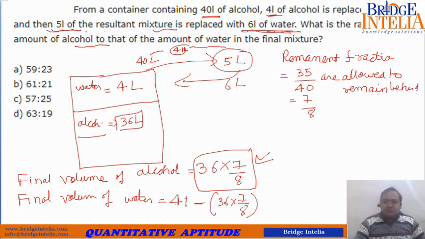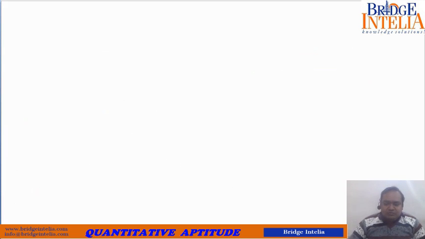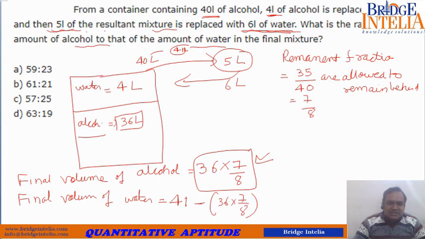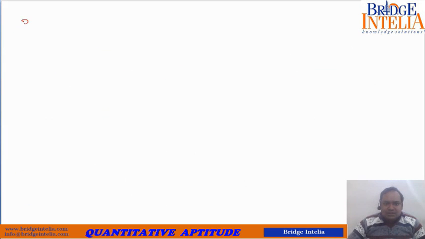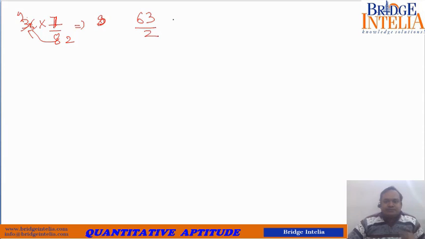So let's find out this ratio. We have to find the ratio of 36 into 7 by 8. 36 into 7 by 8. Better we simplify this. Let's see if we can. Both these are multiples of 4. So 9 by 2. So 9 into 7. So this is 2, this is 9. So 63 by 2. So this much is the volume of alcohol.